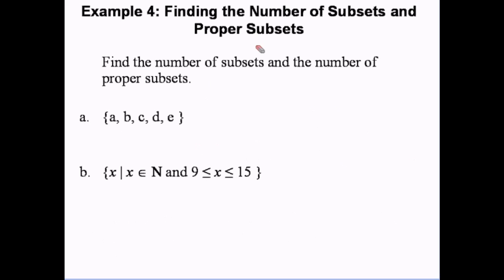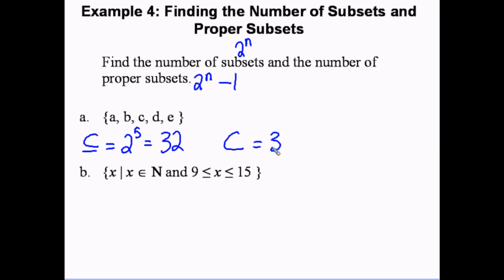So subsets is 2 to the n, proper subsets is 2 to the n, and then minus 1. So I have 1, 2, 3, 4, 5 elements. So subsets is going to be 2 to the 5th. So 2 times 2 is 4, times 2 is 8, times 2 is 16, times 2 is 32. So there are 32 subsets. And proper subsets is going to be 32 minus 1, so 31.